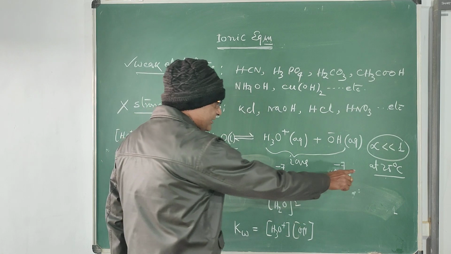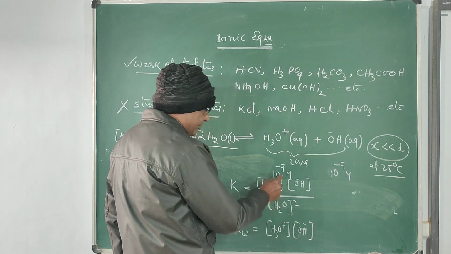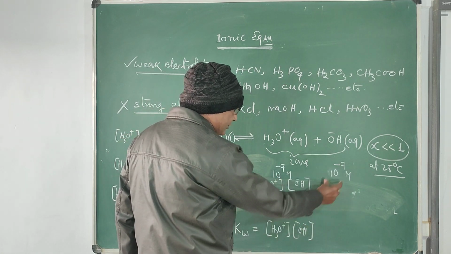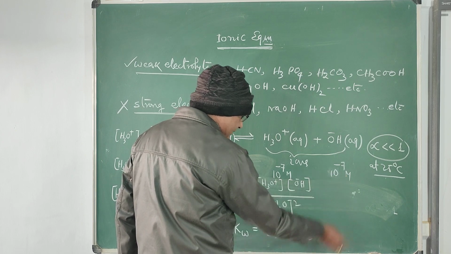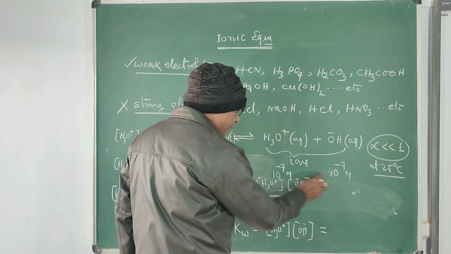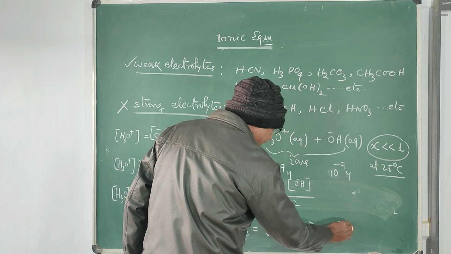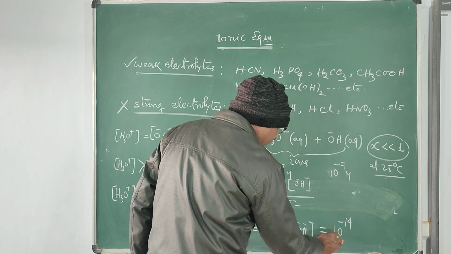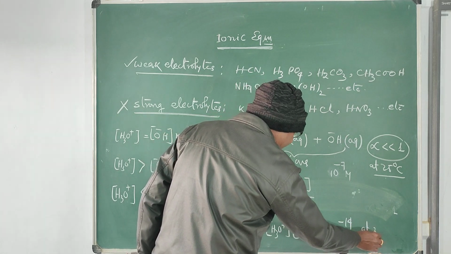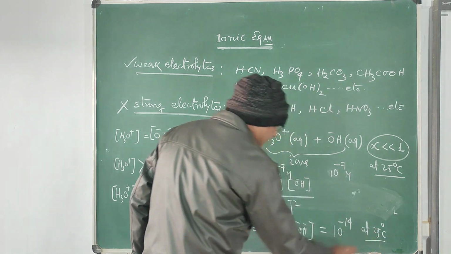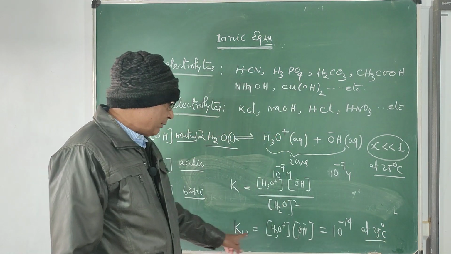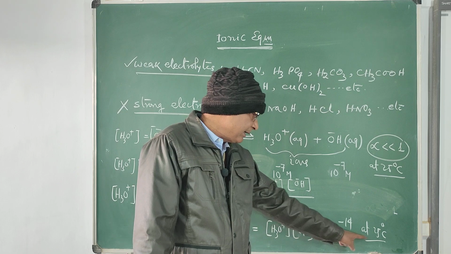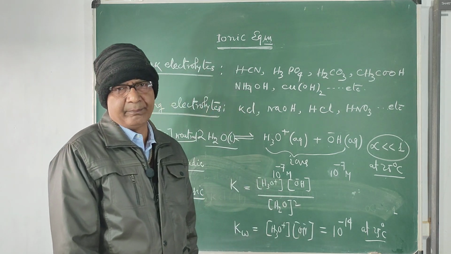At 25 degrees centigrade, hydronium ion concentration is 10 to the power minus 7, and hydroxyl ion concentration is 10 to the power minus 7. Therefore, if you put their values, the value of Kw will be 10 to the power minus 14 at 25 degrees centigrade temperature.